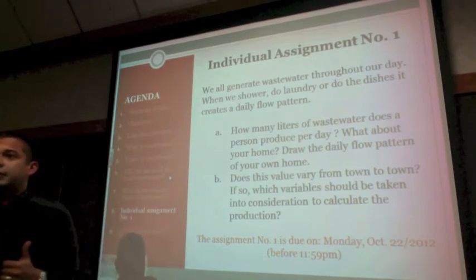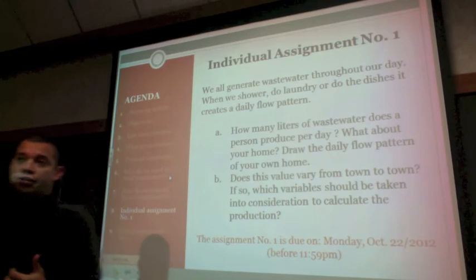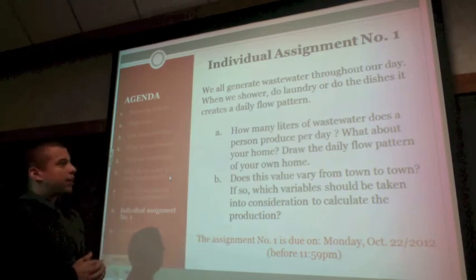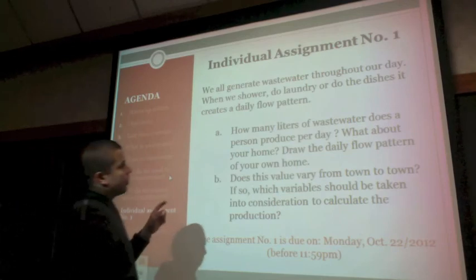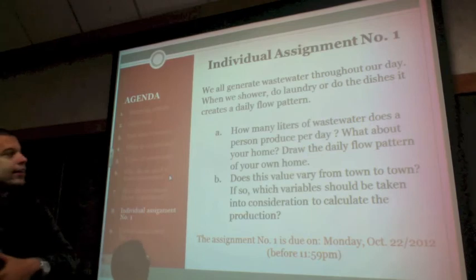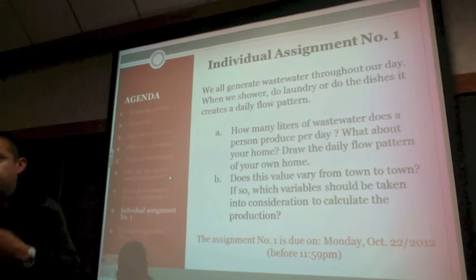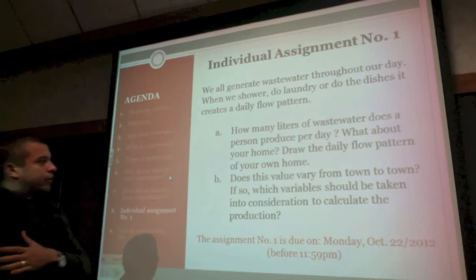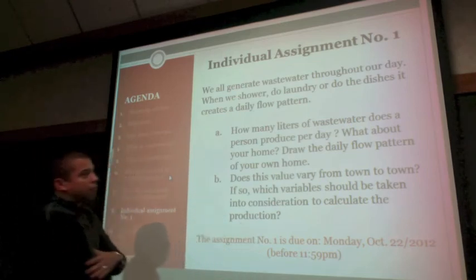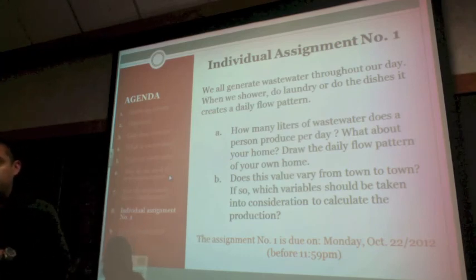Well, the first assignment, which is due next week, is going to be an individual assignment, and you have to calculate how many liters of wastewater a person produces per day. You should include your home as an example, so it varies depending on your particular case, and draw the daily flow pattern of your home.